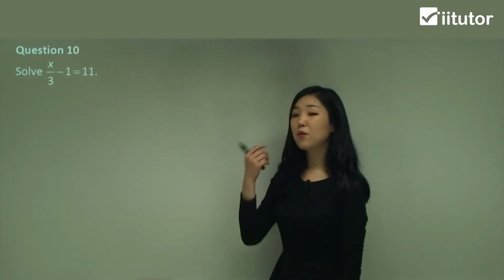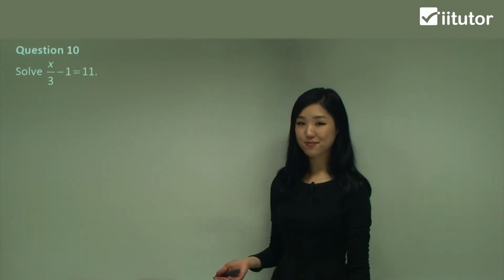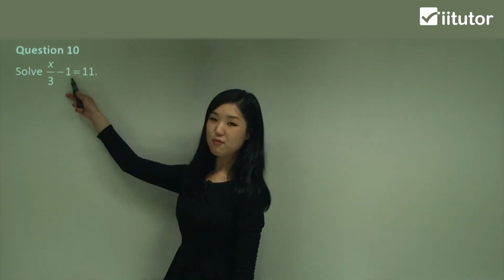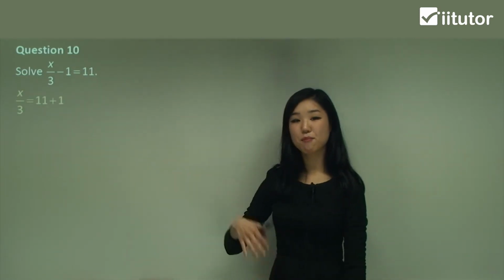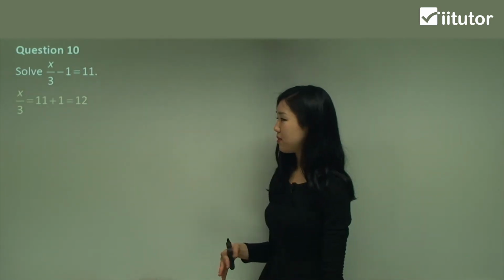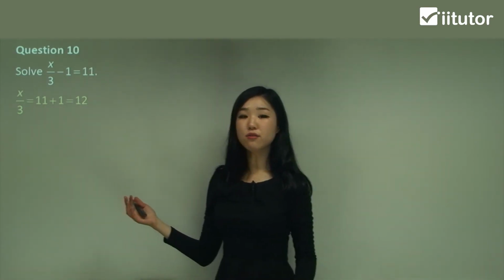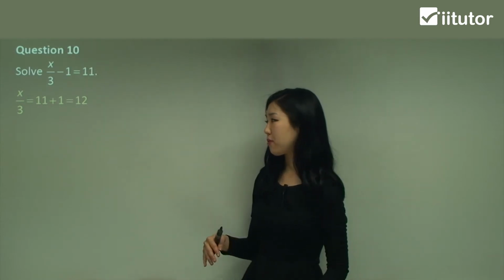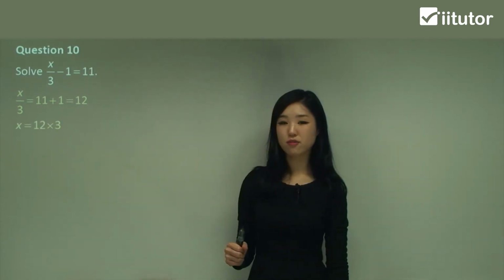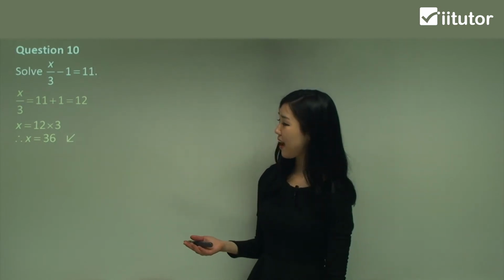Question 10, what are you guys going to do? You guys should be able to tell me now, what should I get rid of first? The negative 1. I want to get rid of that first by moving it over to the other side by adding 1. So 11 plus 1 is 12. Now we have x divided by 3 is 12. We're dividing by 3, so we need to multiply by 3 onto 12. So 12 times 3 is simply 36. That's the answer. Okay?